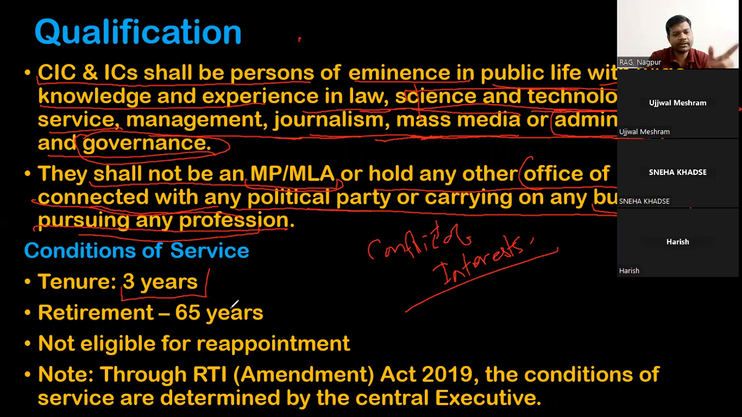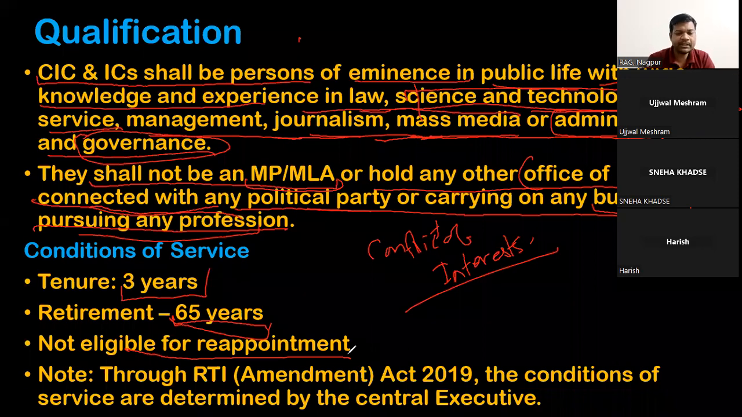Okay, it used to be 5 years earlier, now it is 3 years. Then retirement is at 65 years of age. Not eligible for reappointment. Once the CIC or IC is retired, he cannot be reappointed to the same post.